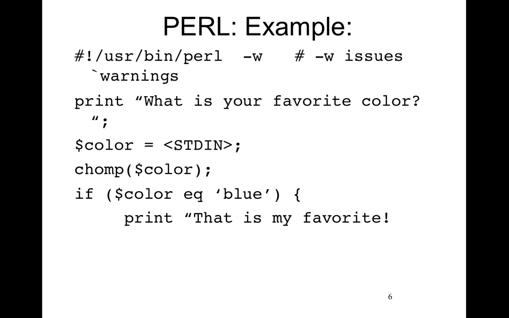So here we're just taking color and we're having it equal to the standard input. We chomp it to just get rid of everything except for the actual variable that we want, whatever they typed in. So it gets rid of the line return. If the color equals, and we're using eq for equals, that's another option you have in Perl. You could use the equals symbol, or you can just say eq, blue. Then you can print out, that is my favorite.